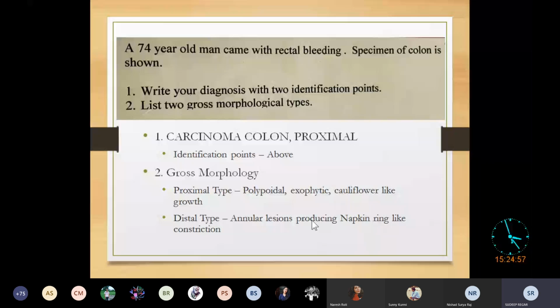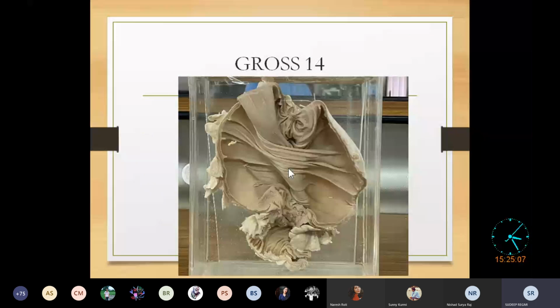Okay. Now let's go to the 14th gross. Can anyone describe this specimen? Carcinoma of colon, distal. Very good. Why do you call it a carcinoma of the distal colon? So we see a stricture due to napkin ring formation. Very good. We see a constricting type of growth, creating a napkin ring-like constriction.